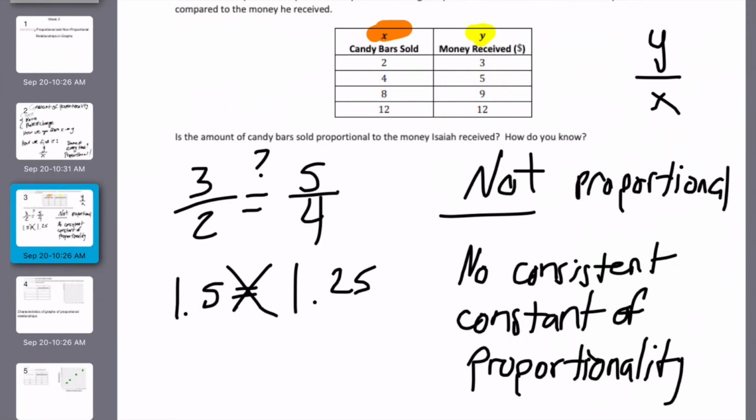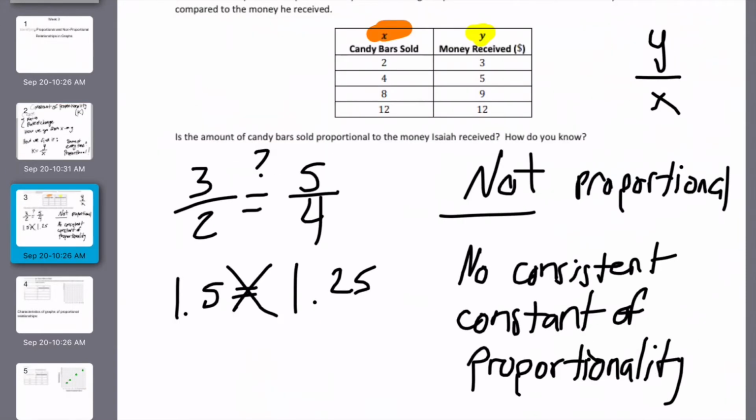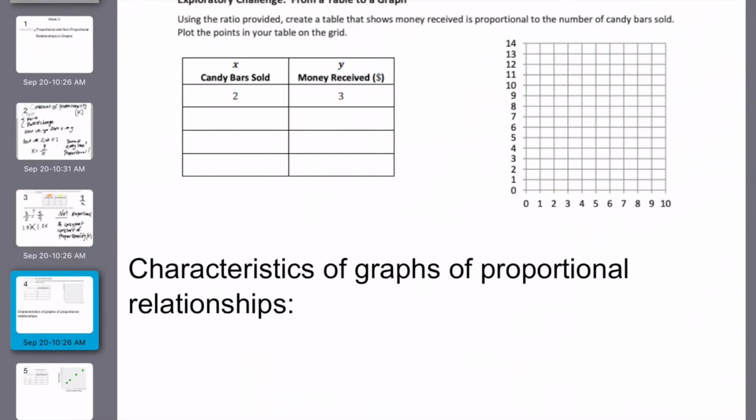Oh, another thing I forgot to mention with the constant of proportionality, many times it's referenced as K. K is considered the constant of proportionality. Okay? So, we know that there is no consistent constant of proportionality or K. So, let's take this idea of using a table in order to help us graph. So, on to the next slide, our exploratory challenge.